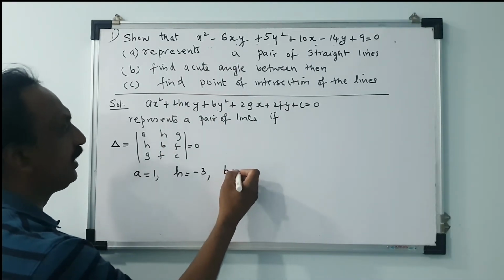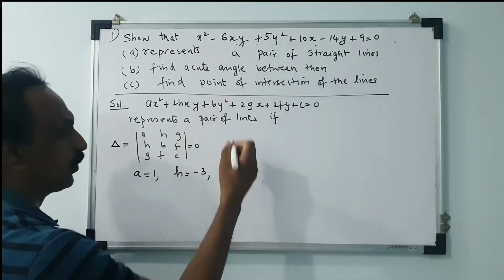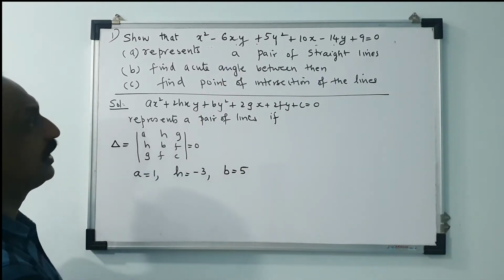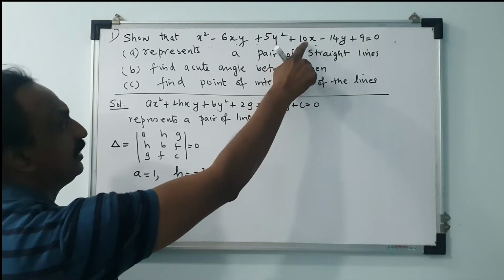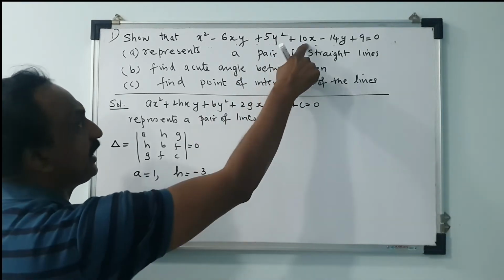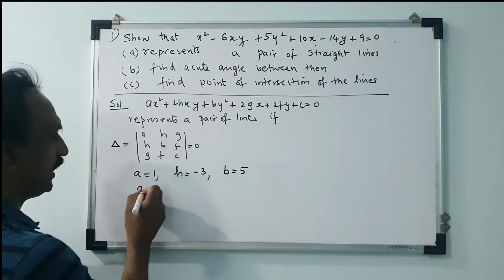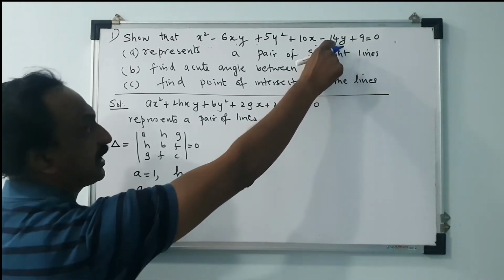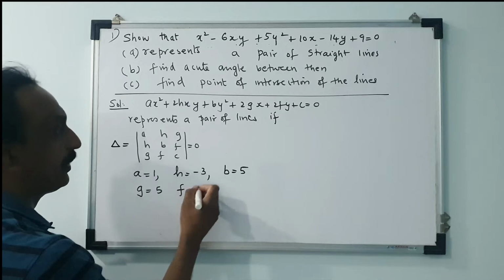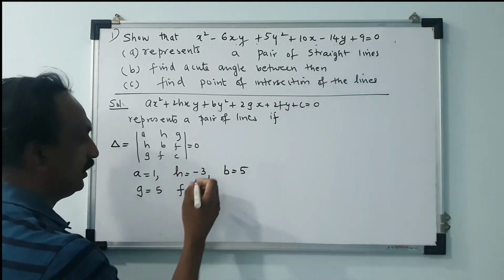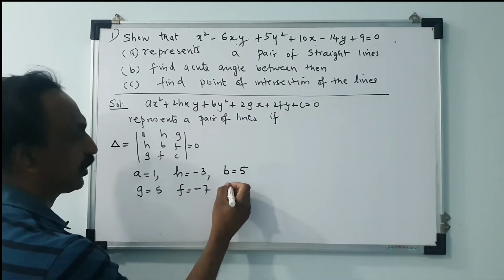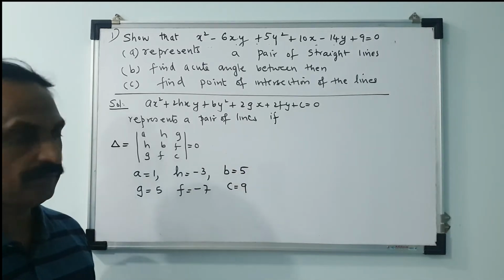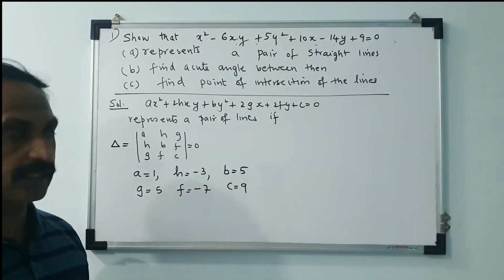B is the coefficient of y square, which is 5. Then comes G. If you compare, 2G is 10, so G is half of 10, that is 5. 2F is minus 14, so F will be half of minus 14, which is minus 7. And the constant term C is 9. So we have got all the data that is required.